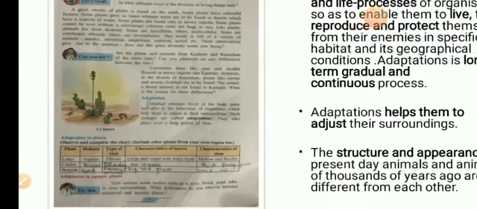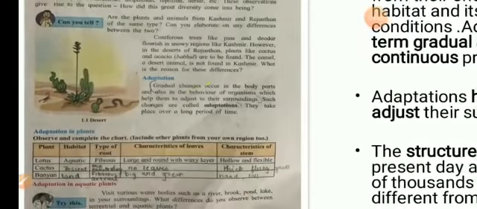Okay, so now let's see the different types of animals and their habitat and adaptation in plants. Let's observe this chart. We can include the other plants from our own area also. So, the first column is plant, second habitat. Habitat means the place where they live, then type of roots, characteristics of the leaves, characteristics of the stem.